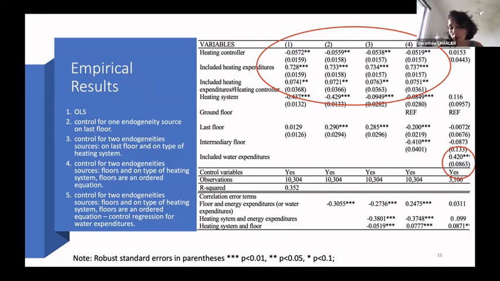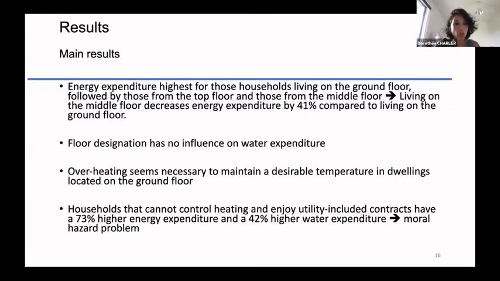So just to sum up these results, when expenditures are included in utility contracts and when there is no price signal about your energy consumption or your water consumption, households overconsume.